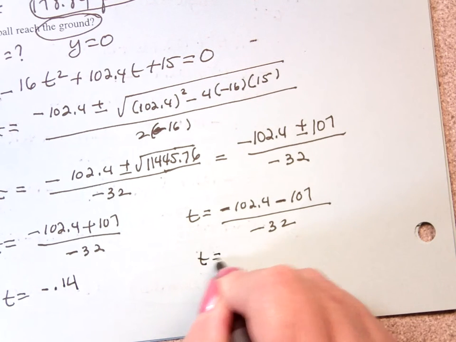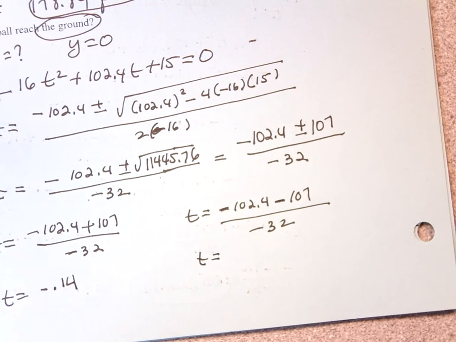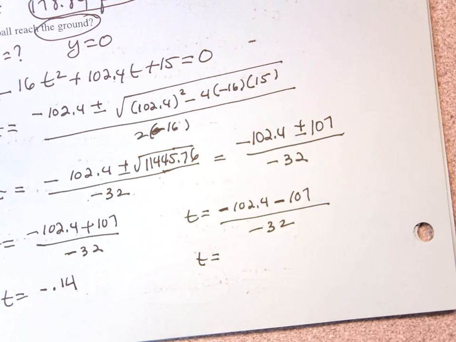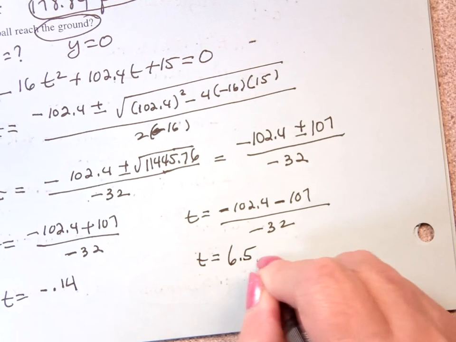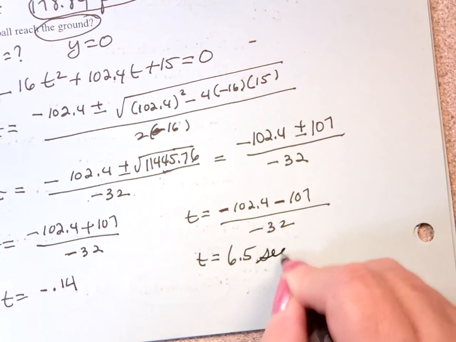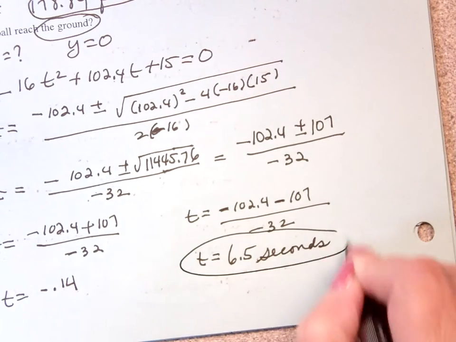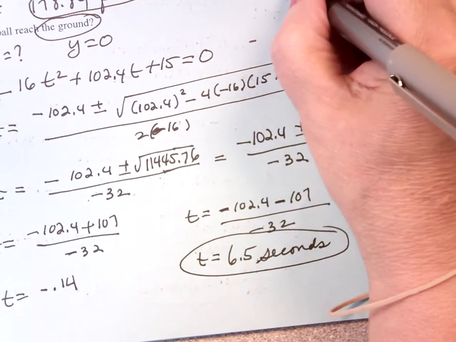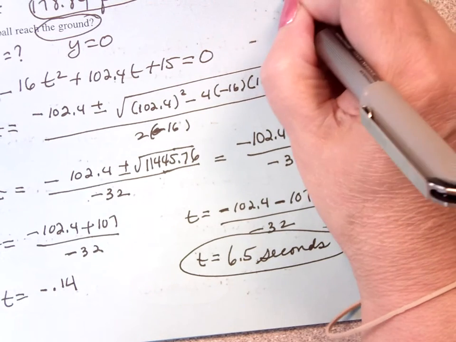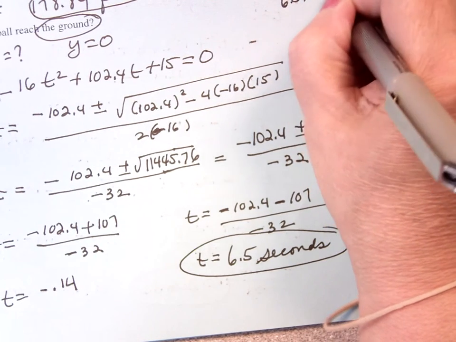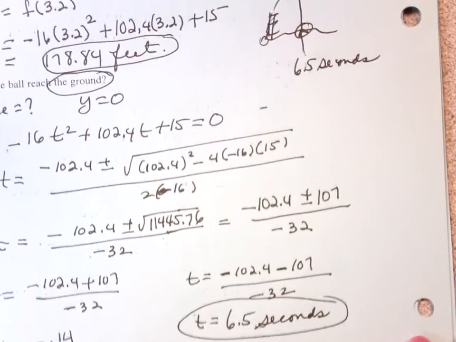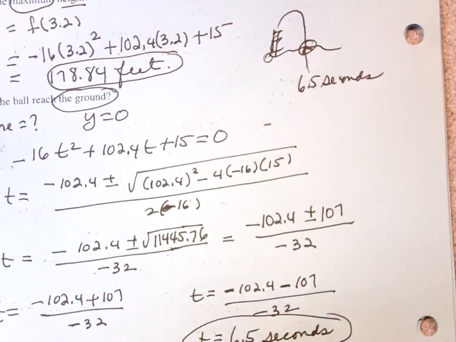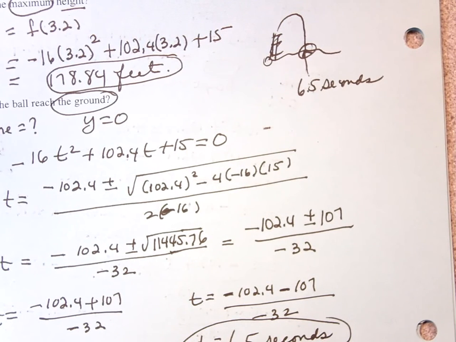And t is the same thing, only with a minus in front of the 107. Divide that by negative 32, 6.5. What's my units? So that says that the time at ground is 6.5 seconds. 6.5 seconds after I've thrown it, it hits the ground.